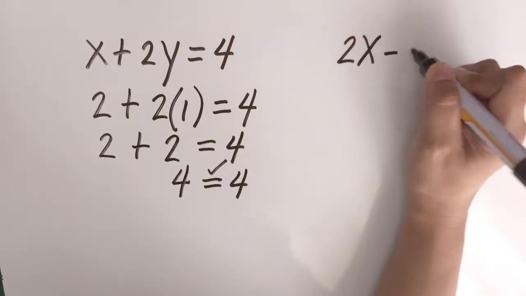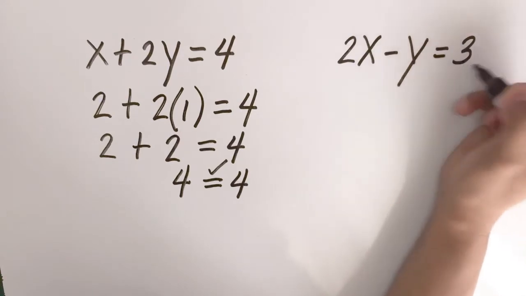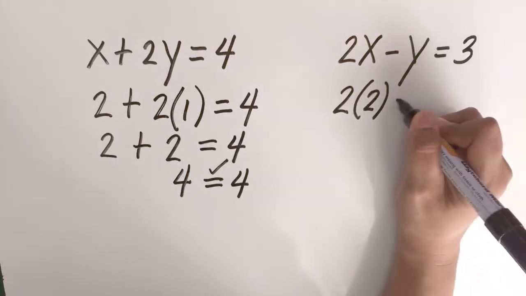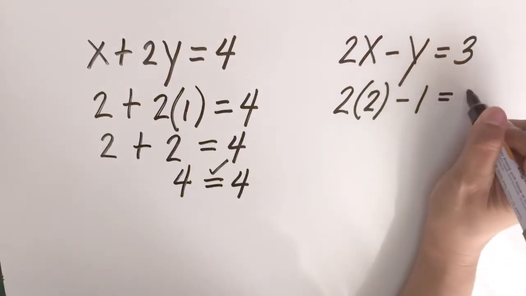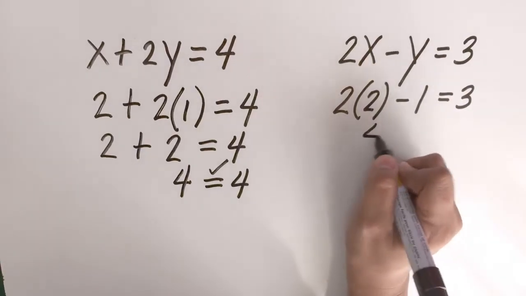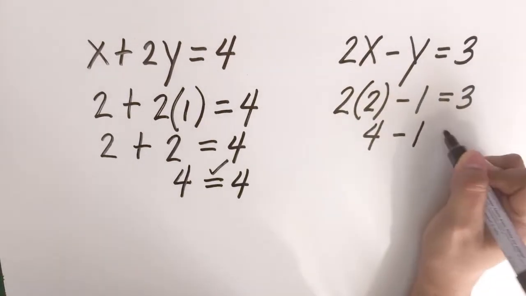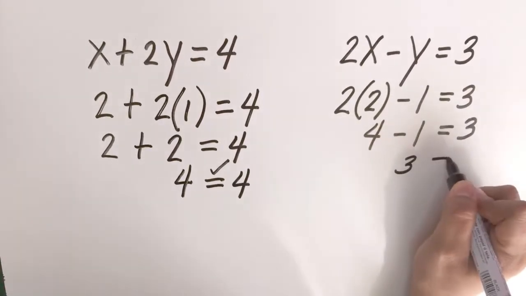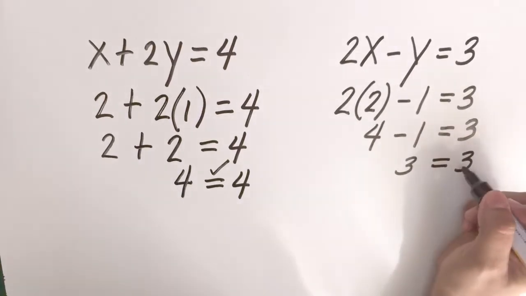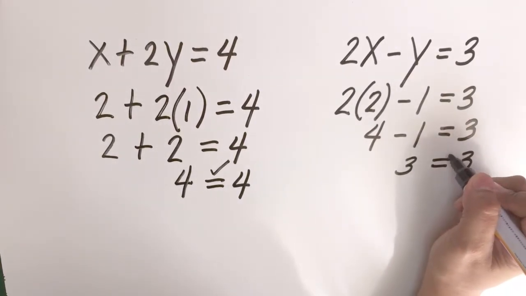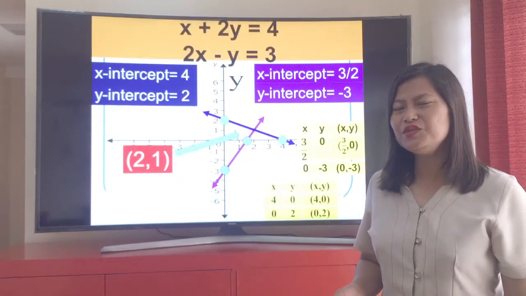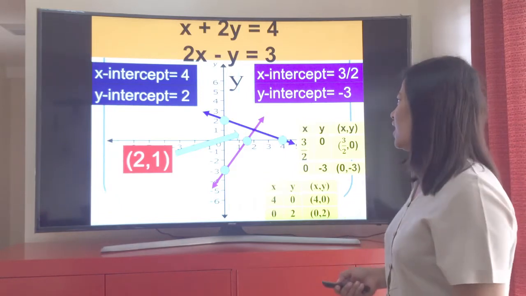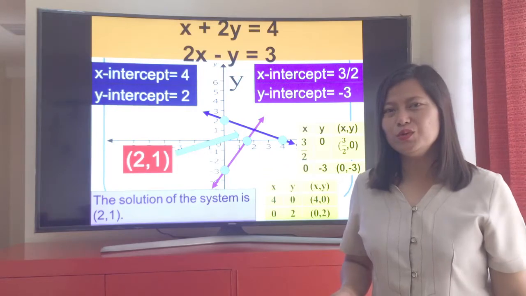2x minus y is equal to 3. Copy 2. Our x is 2. Our y is 1. Copy, equals 3. 2 times 2 is 4. Copy, minus 1 is equal to 3. 4 minus 1 is 3, is equal to 3. Do we have a true statement also in equation 2? Yes. Since we obtained true statements in equation 1 and equation 2, the solution of the system is 2, 1.